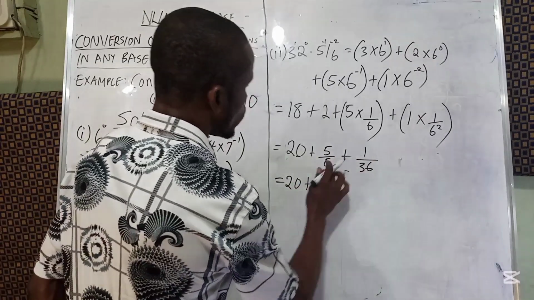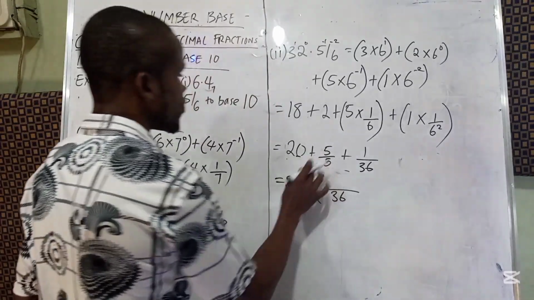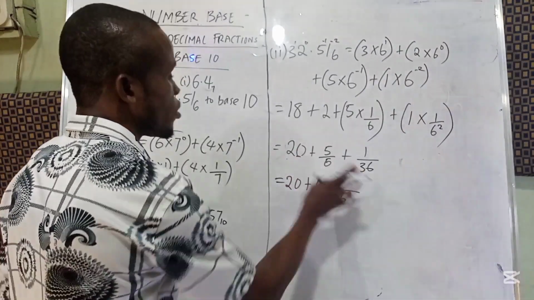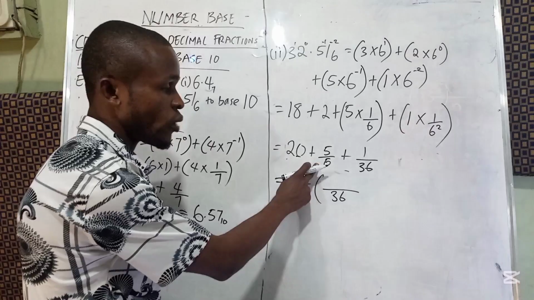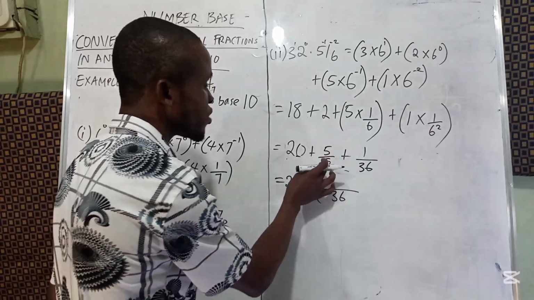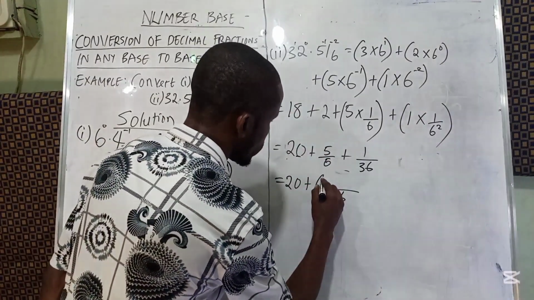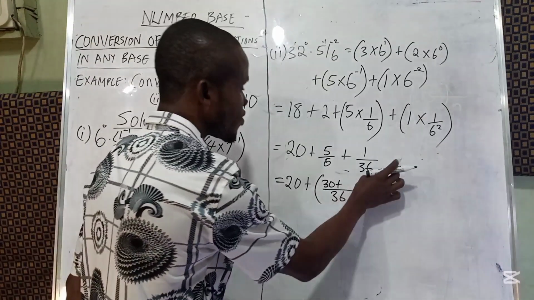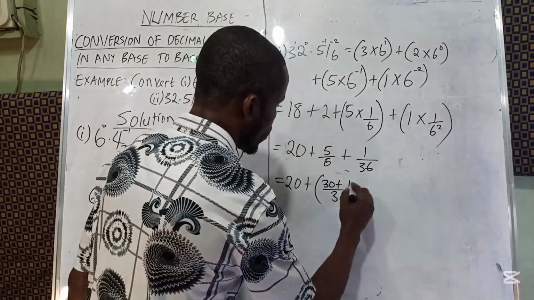To solve these two, the LCM is 36, right? 36 divided by 6 is what? Is 6. 6 times the numerator. Then what to do? Divide the LCM by the denominator, then the value multiplied with the numerator. So the 36 divided by 6 is 6. 6 times 5 is what? 30. Plus, divide 36 by 36 is 1. 1 times 1, which is the numerator, is 1.